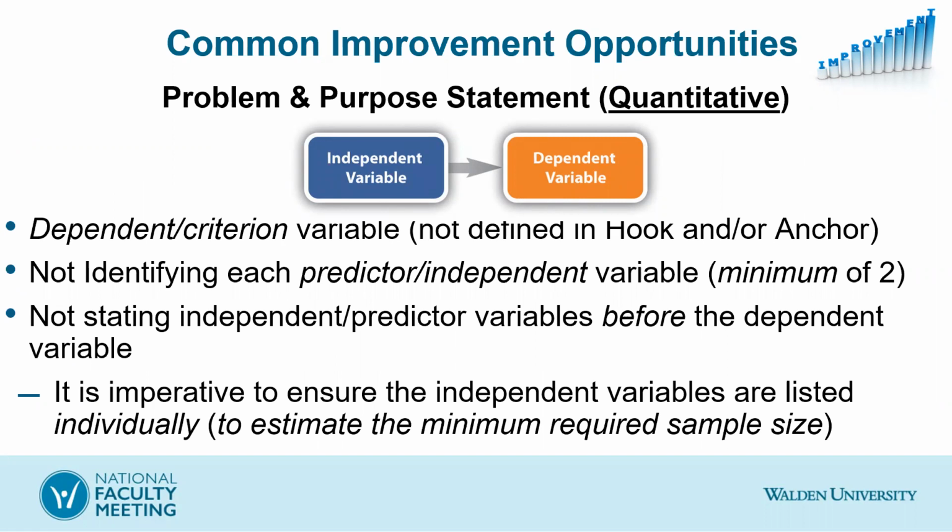Okay, hello everyone. My name is George Bradley, and I am an academic coordinator over the portfolio capstone, and I review the quantitative prospectus in the DBA program. Problem and purpose statement, quantitative, common improvement opportunities. The first bullet deals with the dependent and the criterion variable, which is the outcome variable.